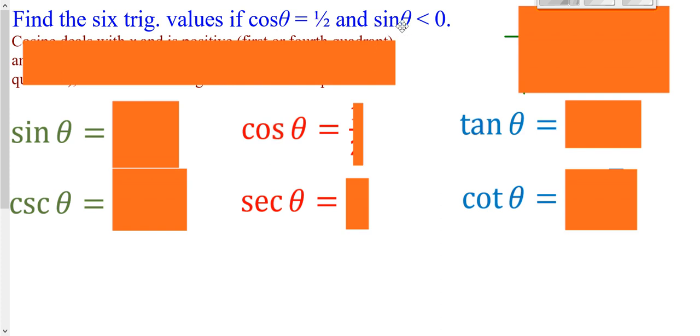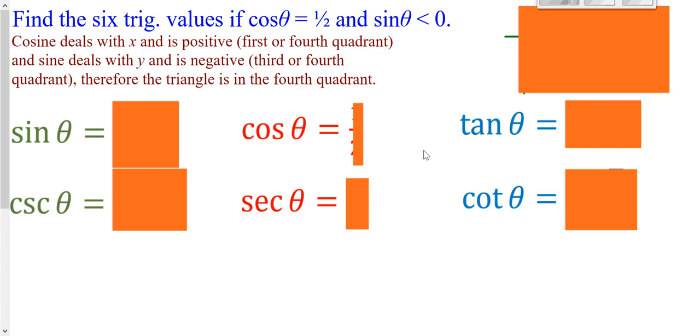But you're also dealing with sine. Sine deals with y. And you're told that sine is negative, meaning less than 0. So that means your y value is negative. So in quadrants 1 and 4, we know we're going to have to draw a triangle in the 4th quadrant because sine is negative. And that's your y value. So y is negative and x is positive. So we'll draw an angle in the 4th quadrant.